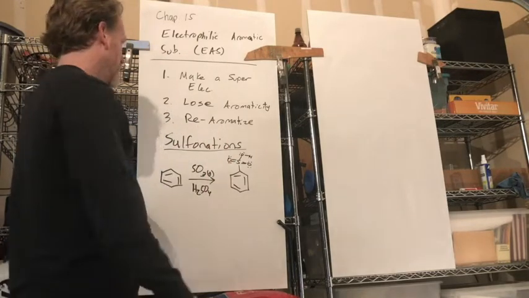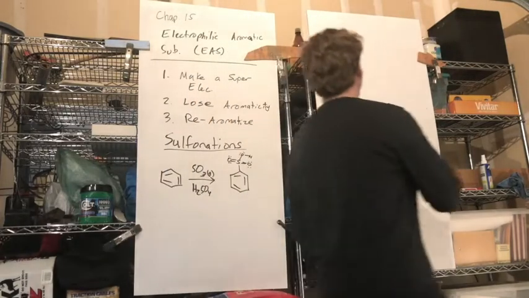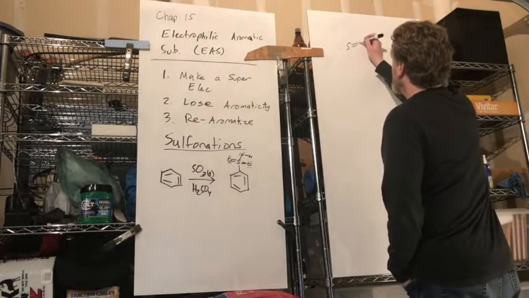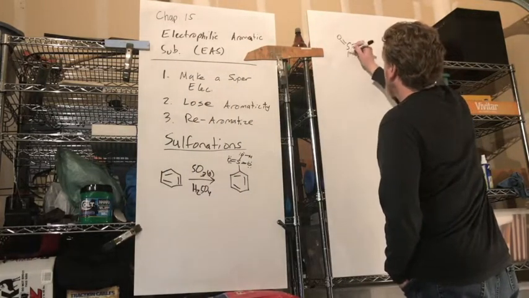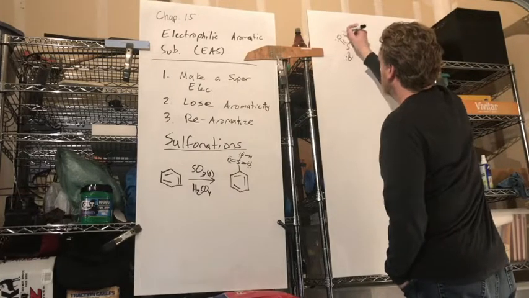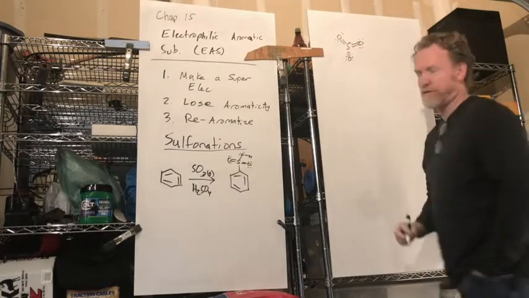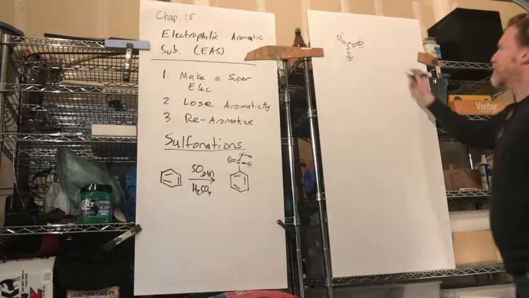So let's start this reaction off. The fuming sulfuric acid can actually react with the SO3 gas can react with benzene just directly, but I like to show the mechanism this way.